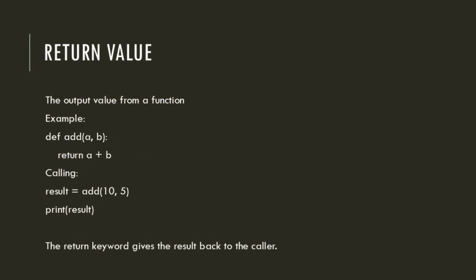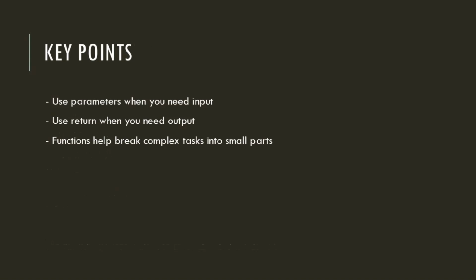Return values are used for getting output from functions. Sometimes we want a function to give something back. For example, def add(a, b): return a + b. Calling result = add(10, 5), print(result). The return keyword gives the result back to the caller. Key points: use parameters when you need input, use return when you need output. Functions help break complex tasks into small parts.